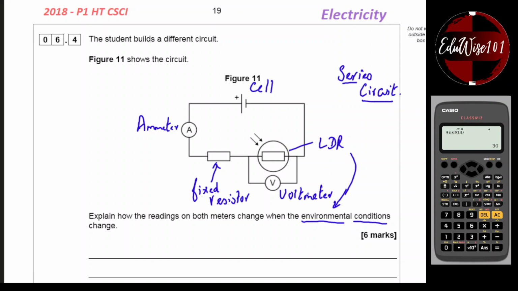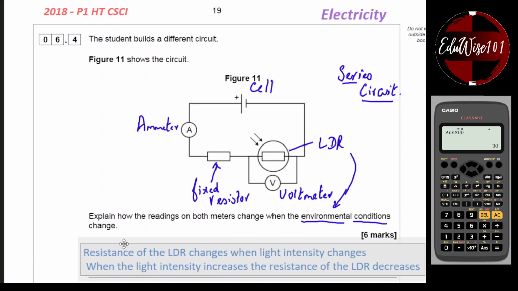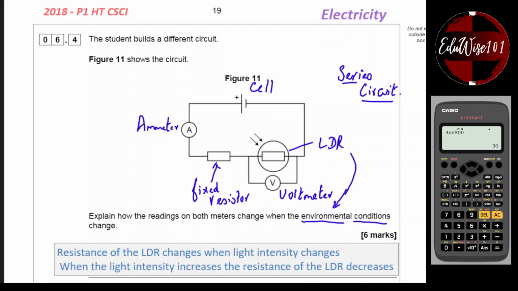So first bullet point, what happens in the light dependent resistor? Resistance of the LDR changes when light intensity changes. Now how does that change? When the light intensity increases, the resistance of the LDR decreases, meaning that it's going to allow more current to go through it. Right? So how does that affect the current in the ammeter and the voltmeter? If you can describe those, then you're going to get the rest of the marks.